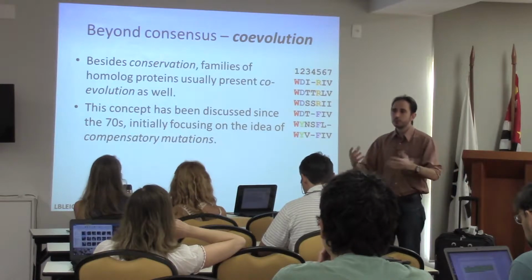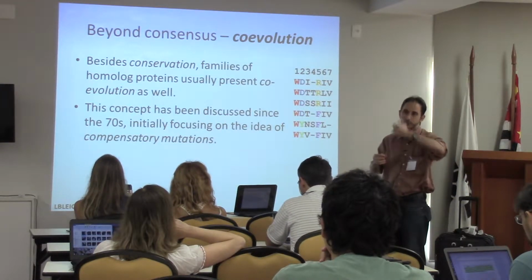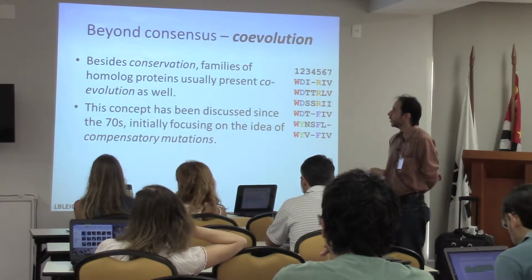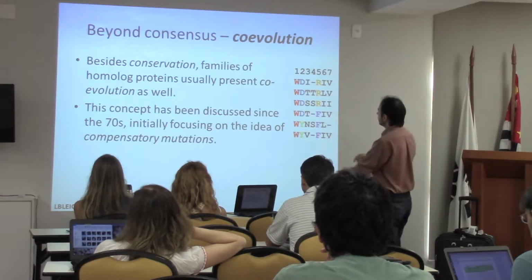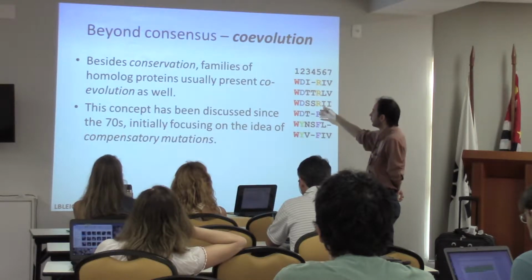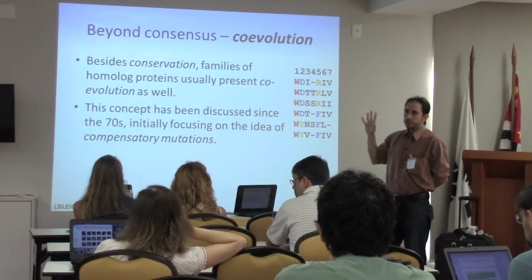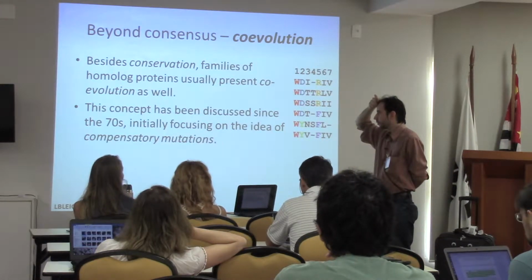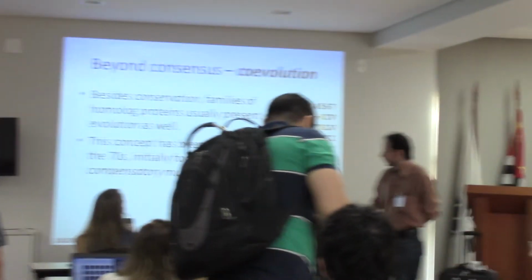What we see in most protein families is that in many cases there is not only conservation, where at a given position most sequences have a given residue, but also coevolution. Sometimes we see that when certain positions have a given residue, it's quite probable that another position will have another one. This is nothing new. It has been discussed since the 70s, and at the time it was focused on compensatory mutations, which Ricardo discussed a couple of days ago.